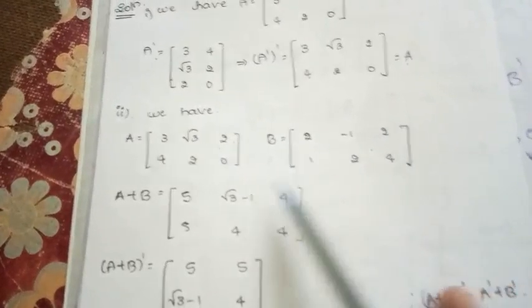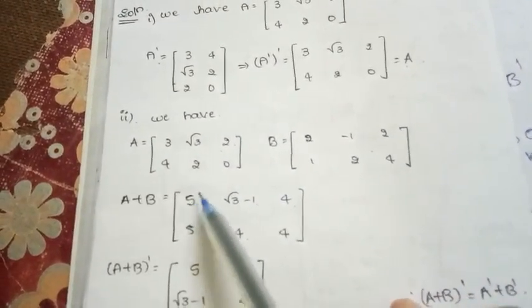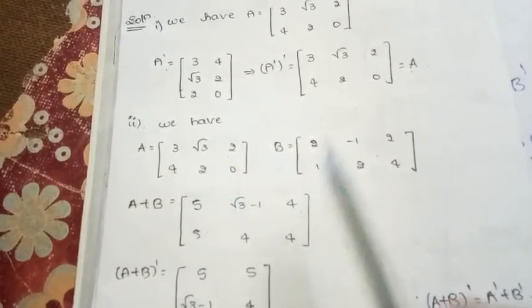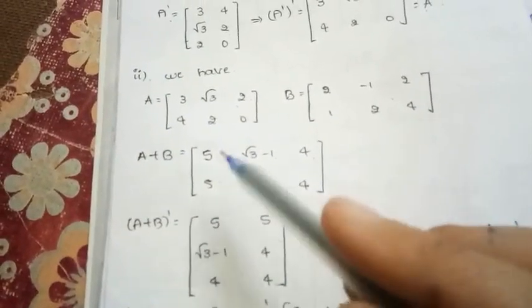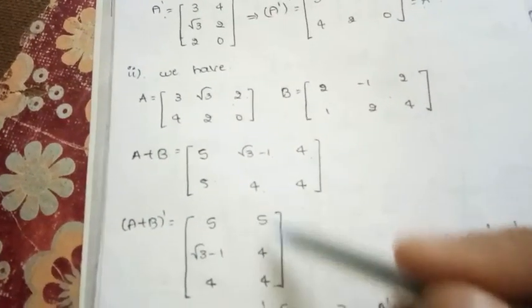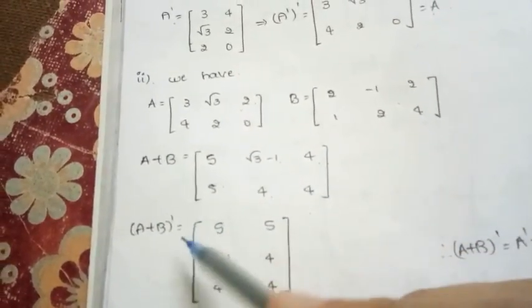Then taking the transpose is interchanging its rows and columns. So 5, root 3 minus 1, 4: this first row has become our first column. Second row 5, 4, 4: this row has become the second column. So this is nothing but (A plus B) transpose.